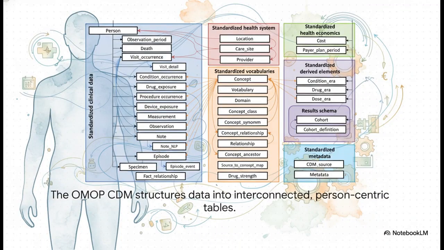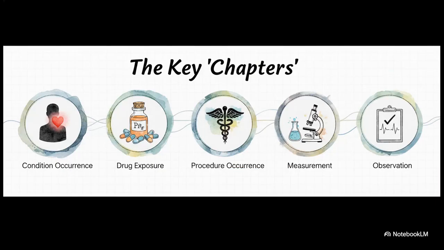And you can see here, everything, and I mean everything, revolves around the person. They're at the very center of the model. All the clinical data, conditions, drugs, procedures, it all links directly back to an individual. And then that data connects out to the standard vocabularies we mentioned, to health system info, even to cost data. It builds this incredibly rich 360-degree view of a person's entire journey. So what are some of these chapters? Well, in OMOP, they're called domains, and they capture the really critical stuff.